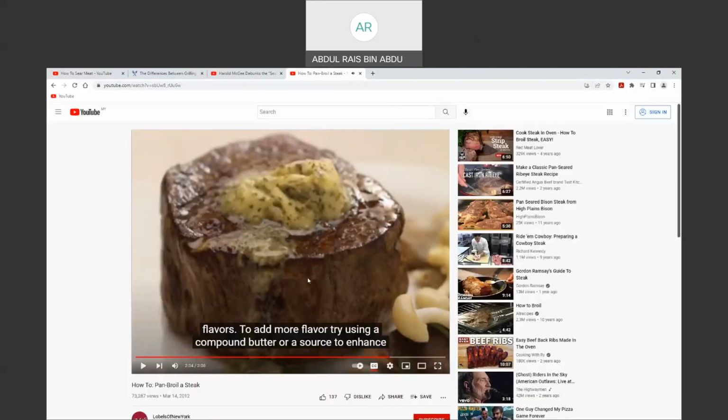So that's basically how the pan broil process works here.